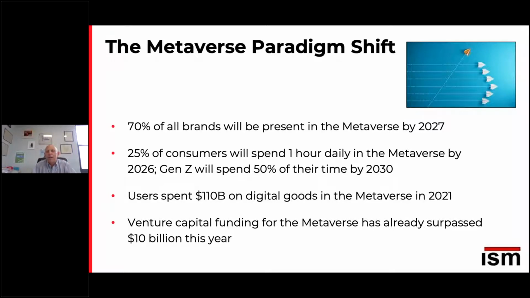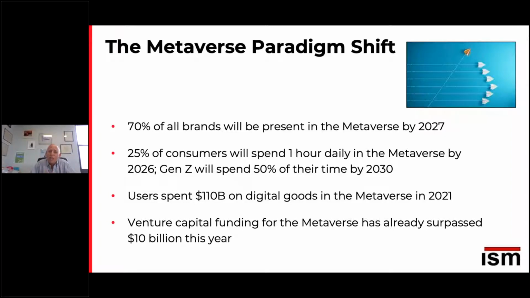And you could say, well, hang on, that's just a gaming technique or something. It's what people are doing for gaming. It really isn't. In fact, here are some fairly significant forecasts over the next 5 to 10 years. 70% of all brands will be present in the metaverse by 2027. And we're already seeing literally dozens, literally hundreds now of companies that are in the metaverse. 25% of consumers, according to Gartner, will spend 1 hour daily in the metaverse by the year 2026.